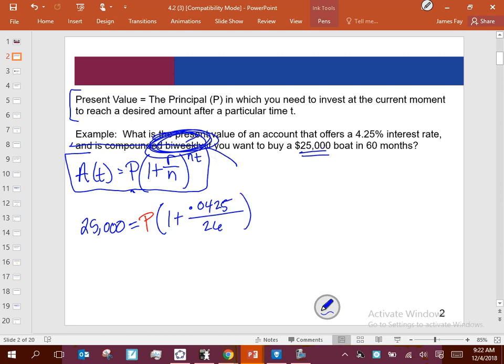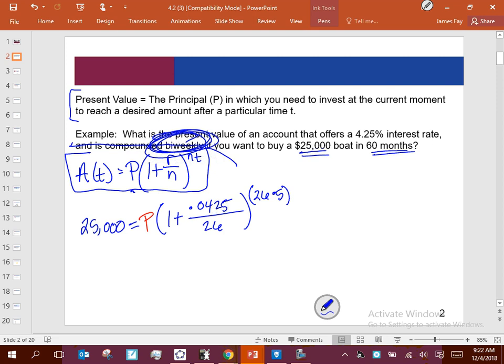26. My compounding, the interest into the T, or N times T, would be 26. Now T was 60 months. What is T always in though? Years. So what do I have to change that to? 5. Okay, so I'm going to have that.